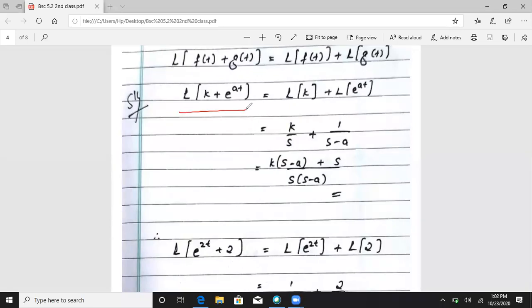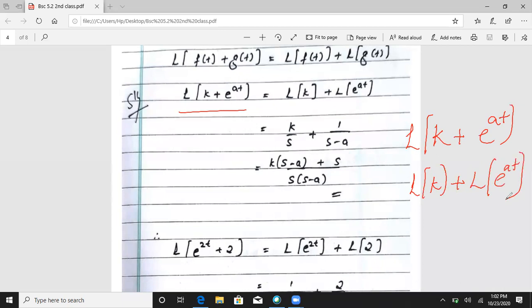L of k plus e to the power at. When we separate these functions, it is L of k plus L of e to the power at. This one we already solved previously. L of k is always equal to k by s, and L of e to the power at is 1 divided by s minus a. In the last problem we solved with k here, but here it is k only.